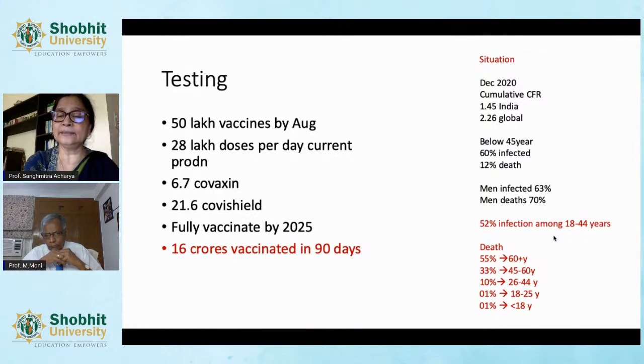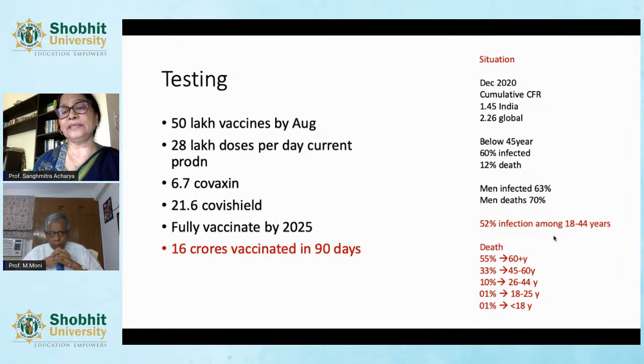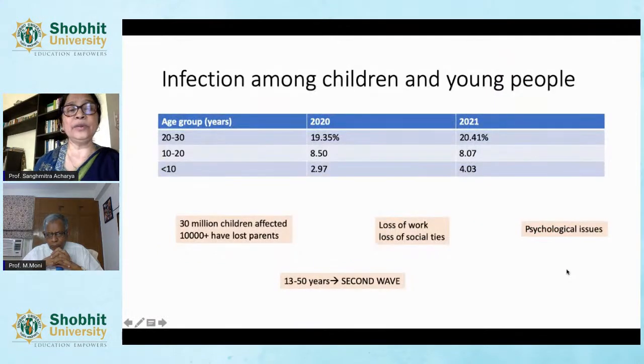And as we go to the younger ages, it becomes very important to take note of the fact that about 1% of deaths occurred among those below 18 years of age also. So a neat trend becomes visible that the younger ages were starting to get affected, when we take note of the situation in December 2020.